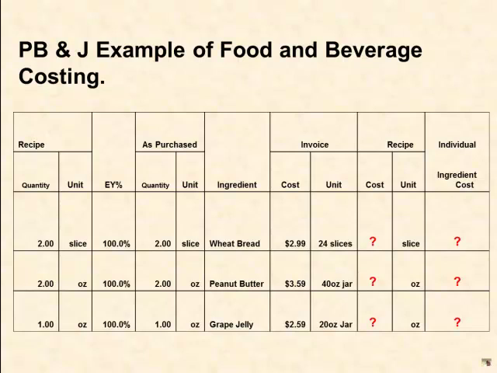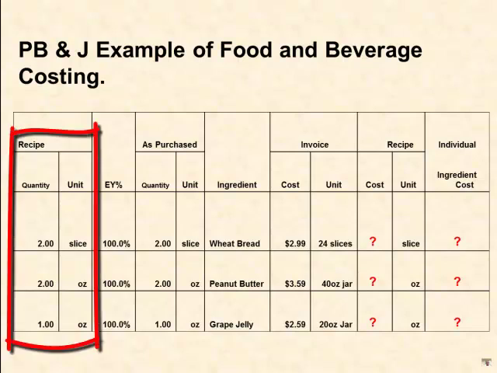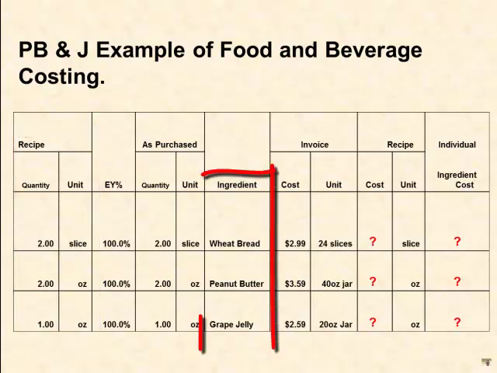So for a peanut butter and jelly sandwich, we're making one sandwich. That's our yield, so it's not too bad here. We need 2 slices of wheat bread, 2 ounces of peanut butter, and 1 ounce of grape jelly for each sandwich. Okay? The first 2 columns are from our recipe, just like I showed in the past example: the amount and the unit, and then what the ingredient is, wheat bread, peanut butter, and grape jelly.